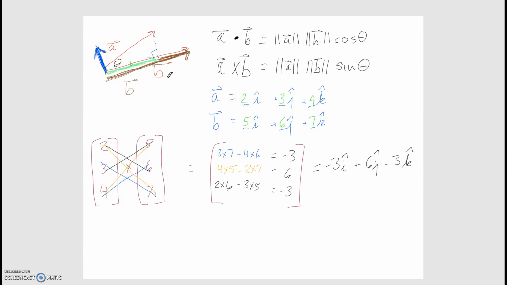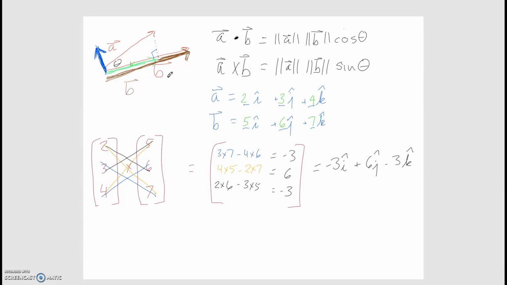I ignore my top row, and then I do, in blue here, 3 times 7 minus 4 times 6. So I write out 3 times 7 minus 4 times 6.